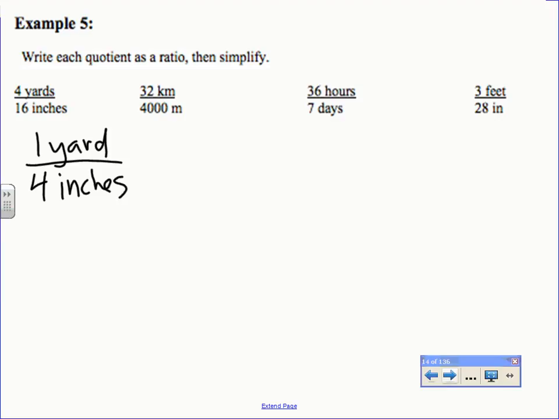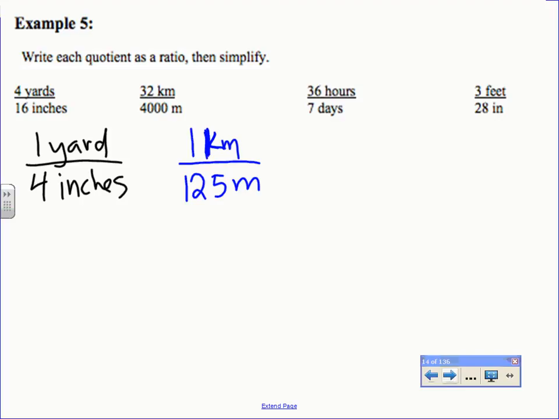And then the next one, 32 kilometers over 4,000 meters. What can we reduce that to? When you want to simplify completely, I would use your calculator, especially if the numbers get larger. You mean 125, not 225, right? Okay. Don't forget to have your units there. So pretty easy, same thing, but if they give you the ratio and say simplify, please make sure that you keep the units with it.